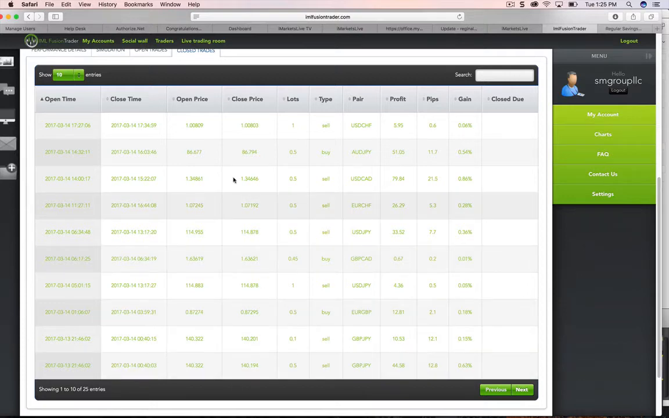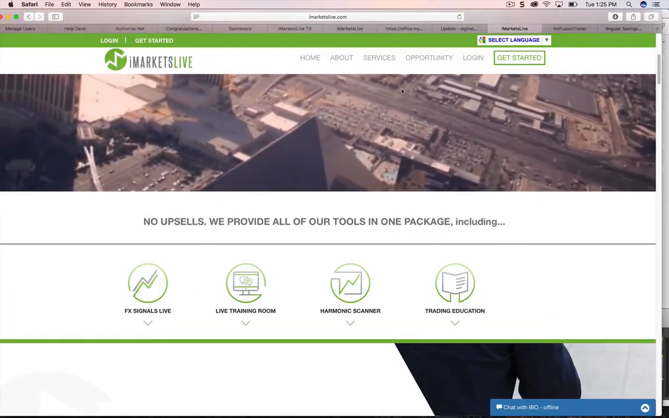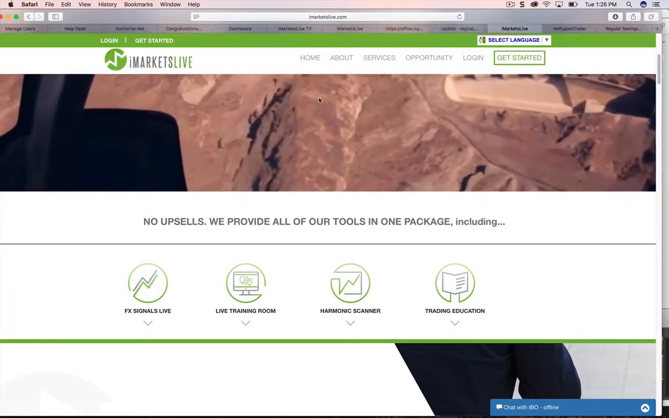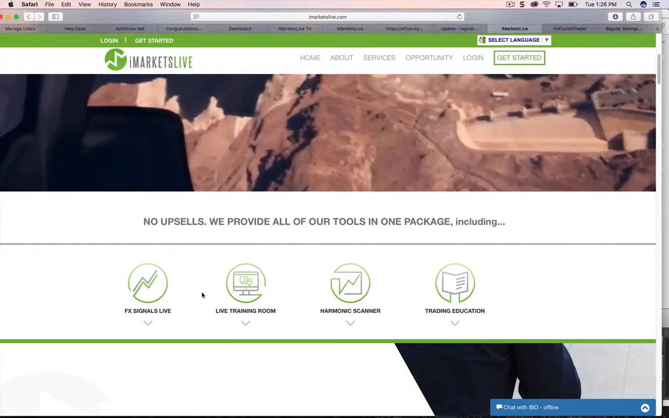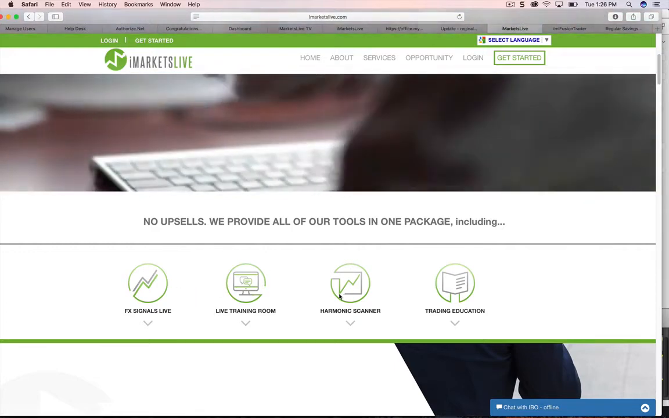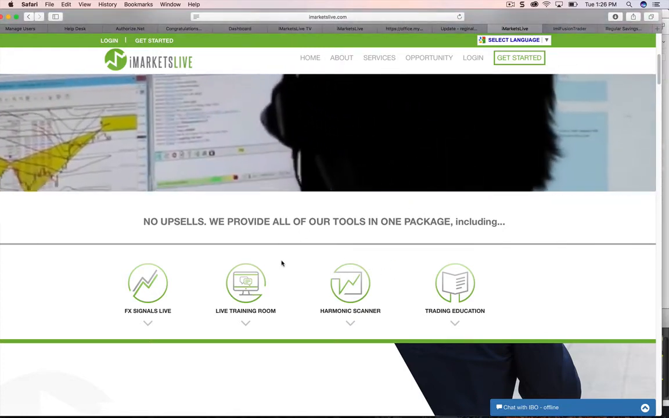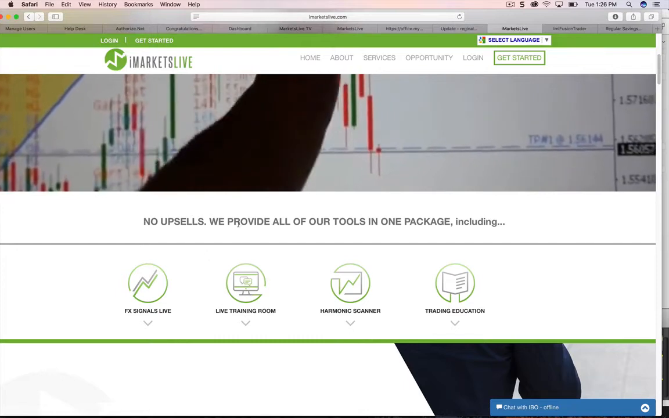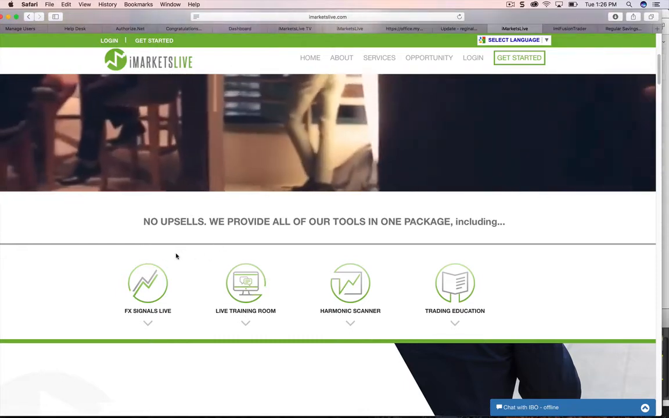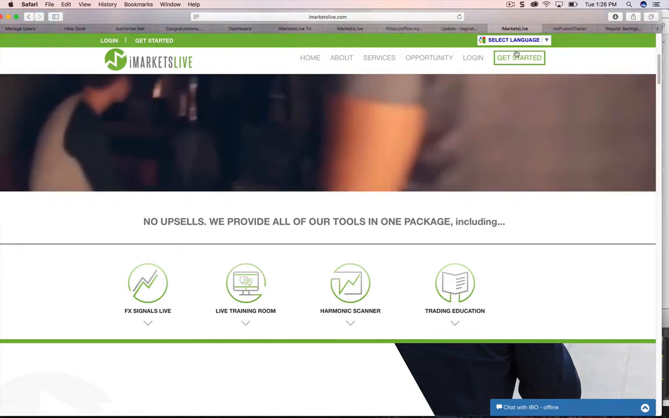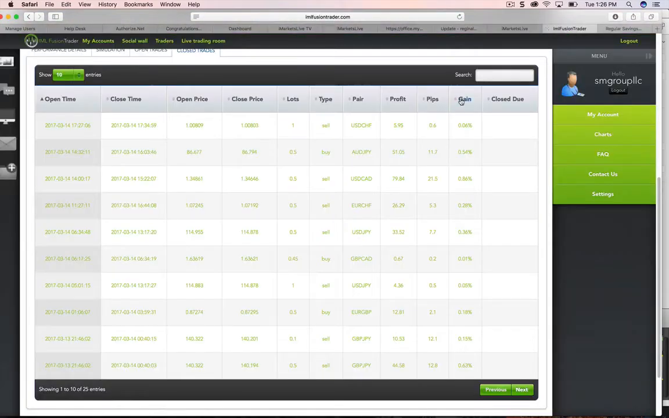So you can allow our traders, again, this is completely hands-off trading, to trade for you, right? While you learn everything that we have in iMarketslive, how to use the harmonic scanner, how to trade by yourself on charts, going through IML Academy to learn all the chart analyses and what a hammerhead counter is or whatever. You can learn all that while you earn with the IML Fusion Trader.